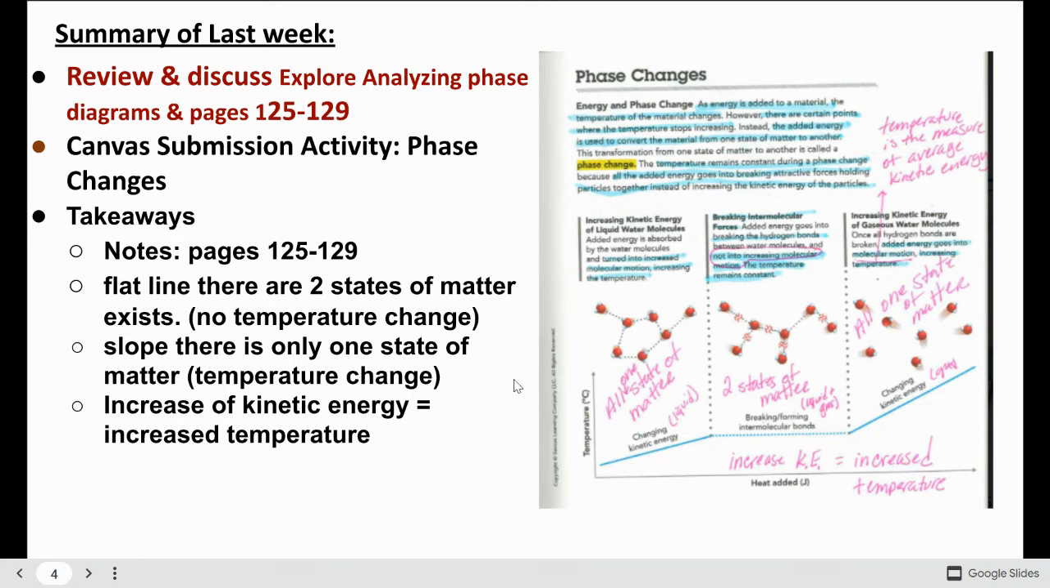This is where we are in only one state of matter for the substance, and all the kinetic energy is going to increase the temperature. So if we increase the kinetic energy, we're increasing the temperature. And so we can see that slope go up. And in our liquid phase and our gas phase, that's exactly what we're doing. We're increasing the kinetic energy, which increases the temperature change.